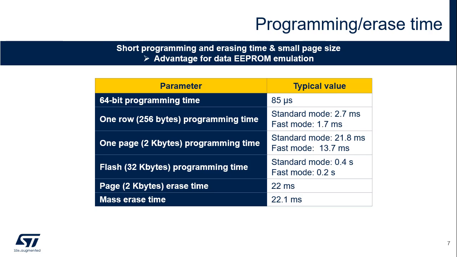Fast programming of a 2 kilobyte page is 37% faster than standard mode programming. The mass erase time, which refers to a 32 kilobyte erase operation, takes approximately the same time as erasing a single page.